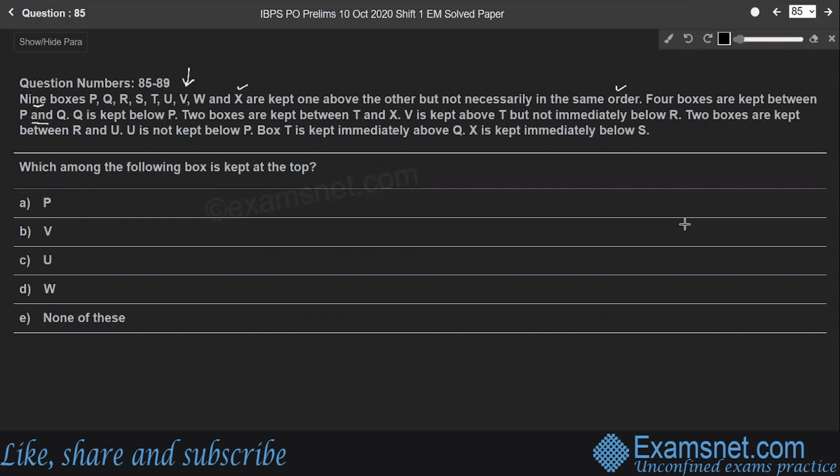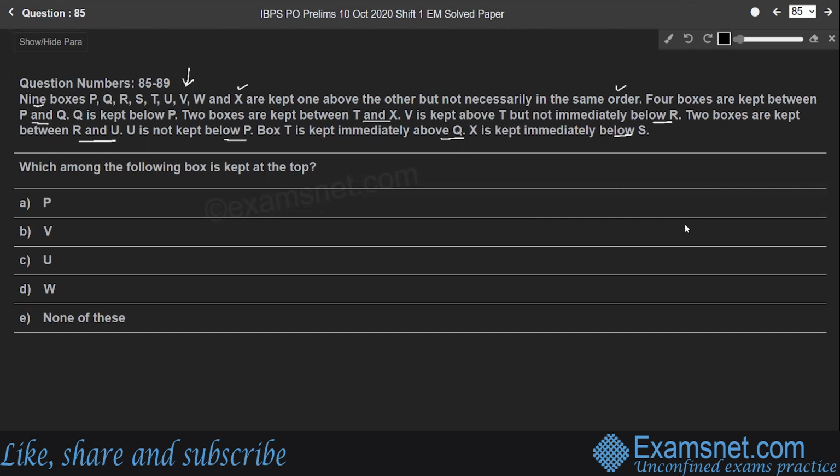2 boxes are kept between T and X. V is kept above T but not immediately below R. 2 boxes are kept between R and U. U is not kept below P. Box T is kept immediately above Q. X is kept immediately below S. Here the question is, which among the following box is kept at the top?